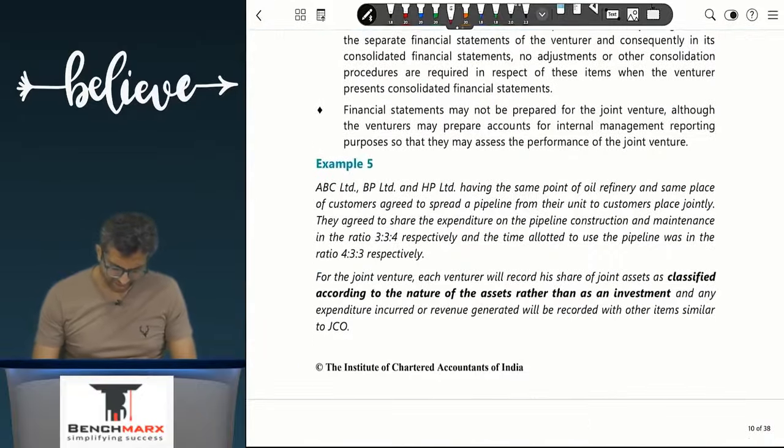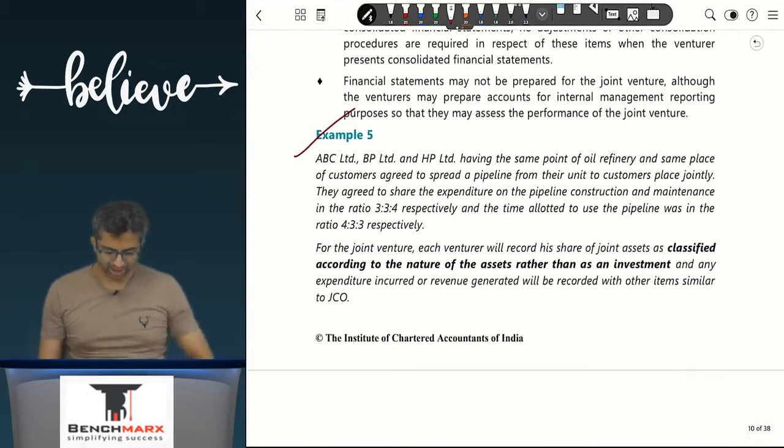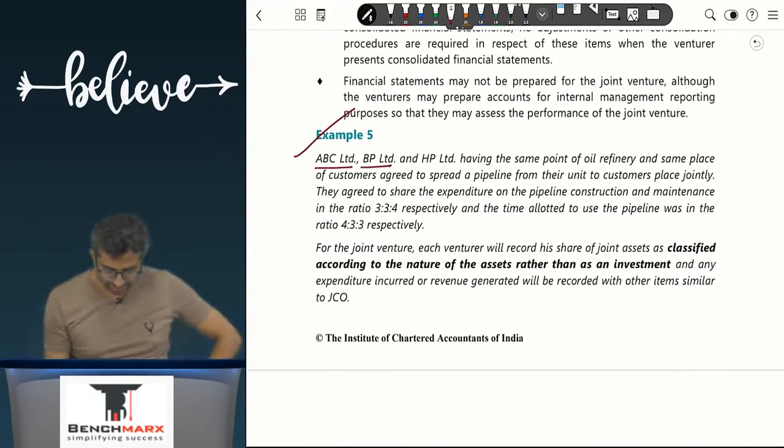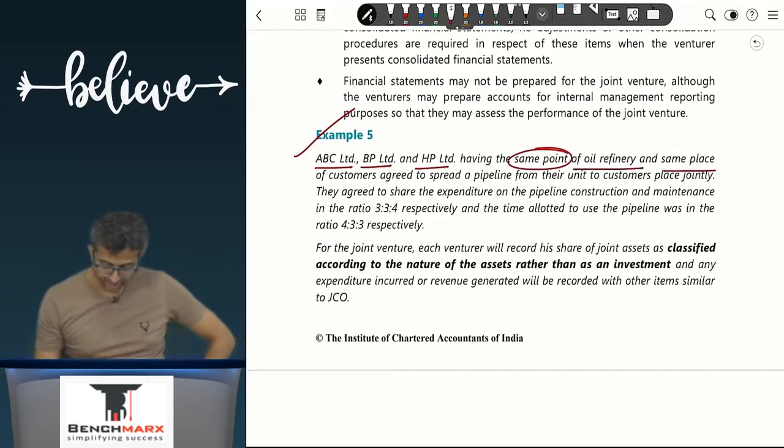There is another example, example 5. Achha, ABC Limited, BP Limited and HP Limited have the same point of oil refinery and the same place of customers, and agreed to lay a pipeline from their unit to the customer's place jointly.